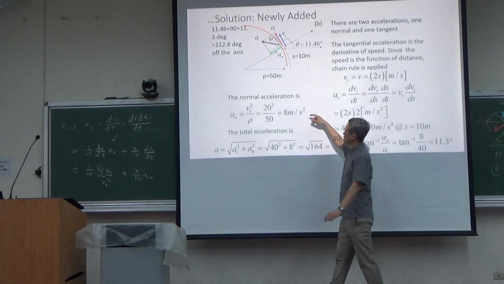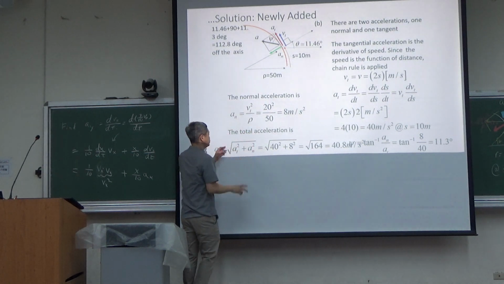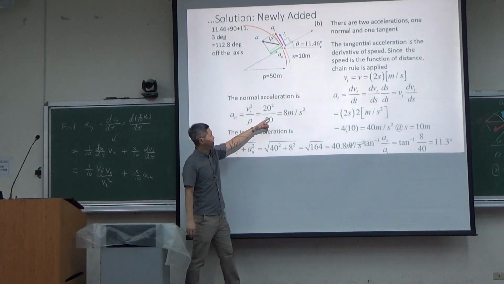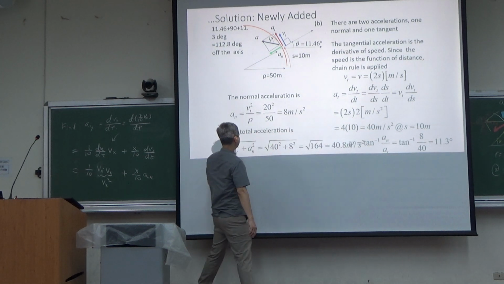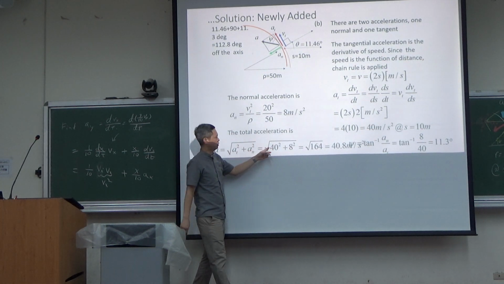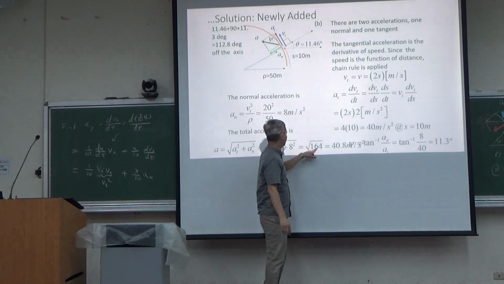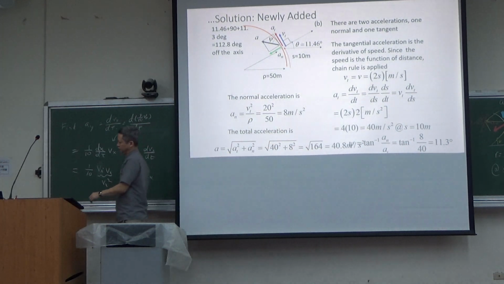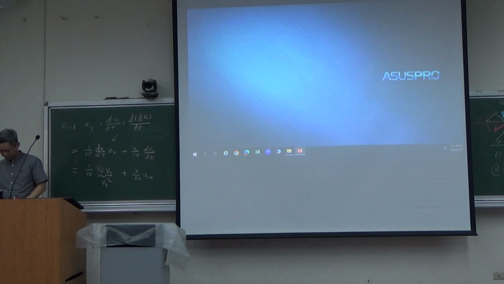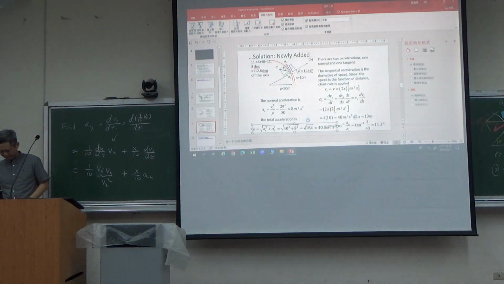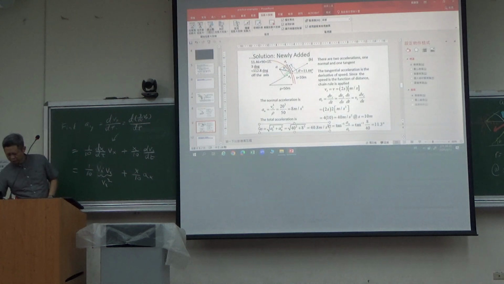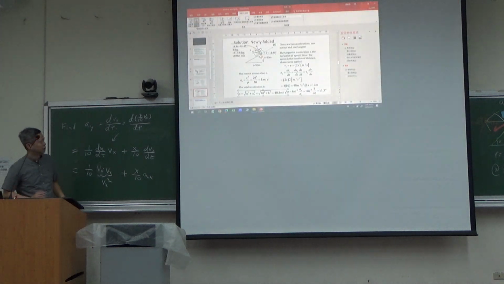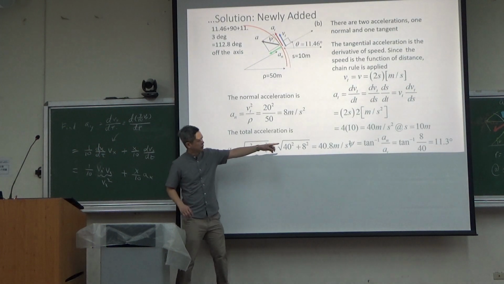And then next, what about the normal acceleration? Normal acceleration is your tangential speed squared divided by the radius, 8 meters per second, together with 40 meters per second squared. Then you obtain the total acceleration, which is equal to the square root of 40 squared plus 8 squared. Okay, I think this is wrong. Then after all, the total solution is there. And also, you'll be able to find out what the angle is.